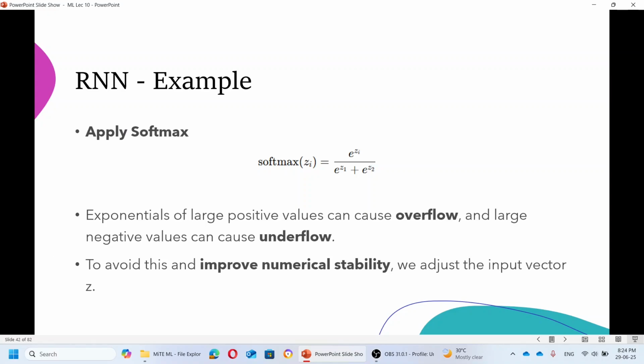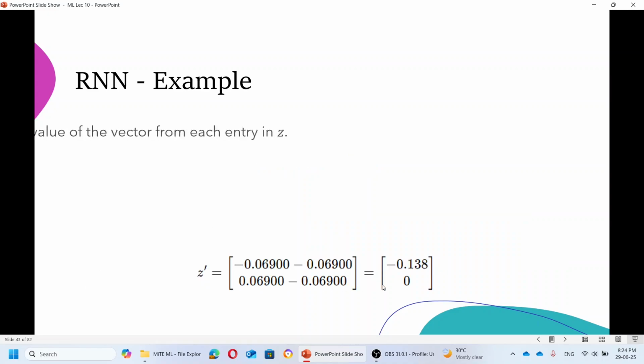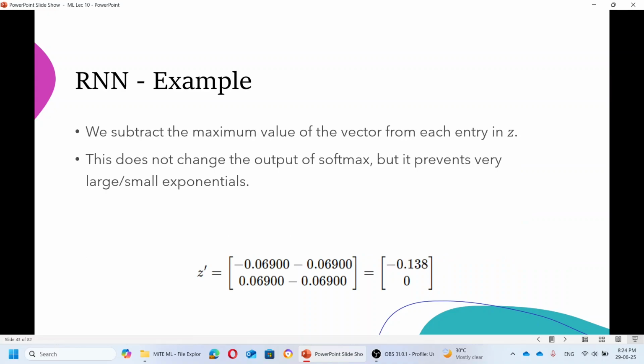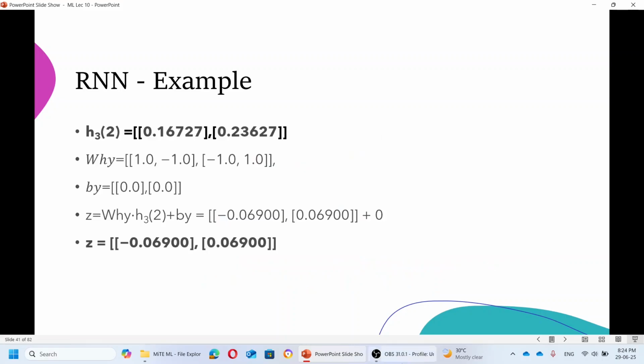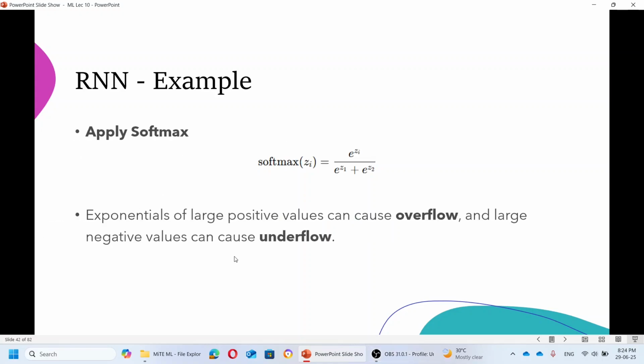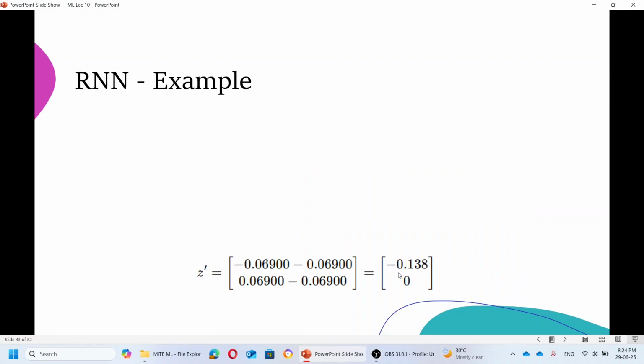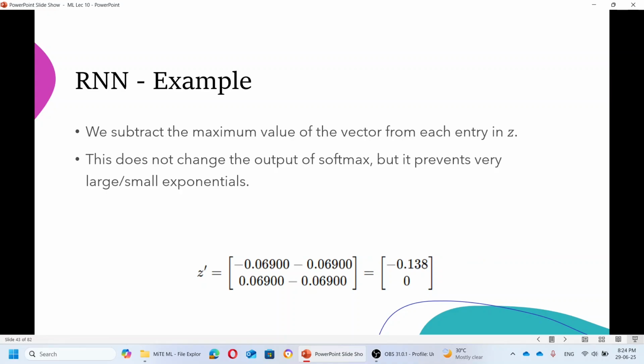Exponentials of large positive values can cause overflow and large negative values can cause underflow. To avoid this and improve numerical stability, we adjust the input vector z. And how do we do that? We simply subtract the maximum value of the vector from each entry in z. In this z output, our maximum value is minus 0.069. We subtracted it from each value, so we got minus 0.138 and 0. This does not change the output of softmax, but it prevents very large or small exponentials.